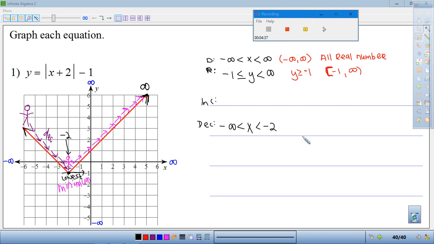Intervals are x values, not the y values. Now that I'm done decreasing, I start increasing. So at -2, I start increasing. And I keep increasing forever. Okay, so that is intervals of increasing and decreasing. The next one I'm going to do on the next problem, I'll just look at positive and negative values.